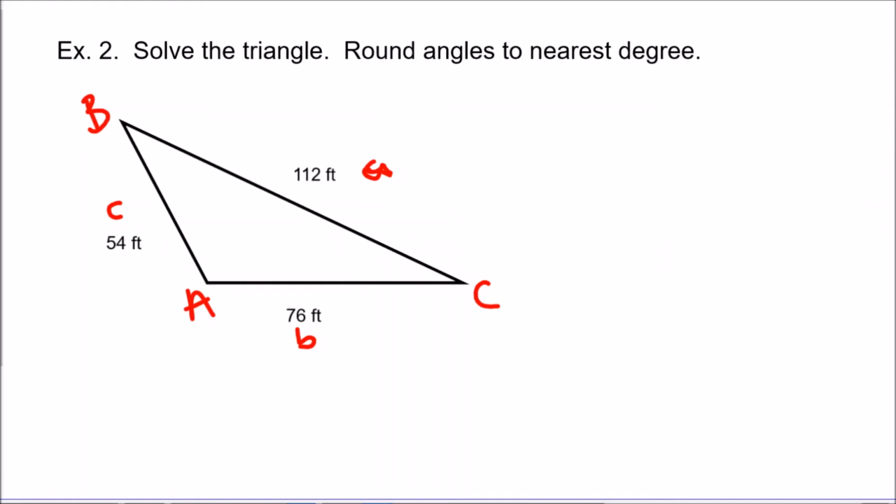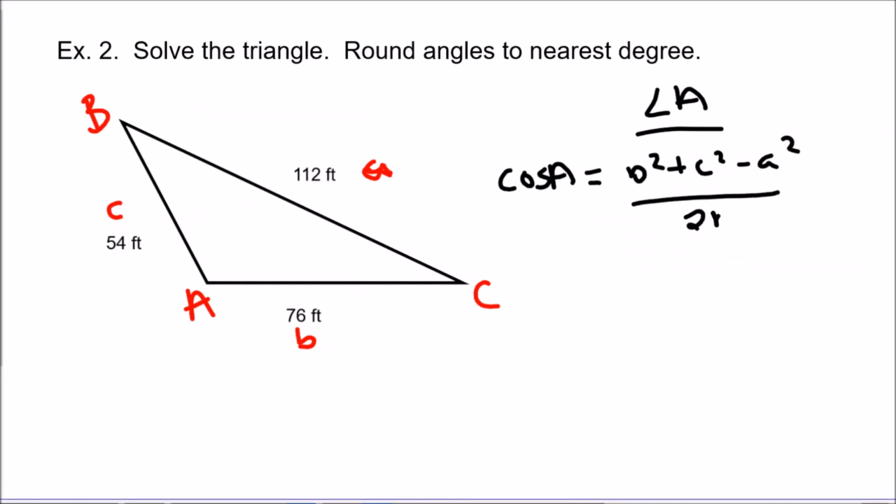So starting off side, side, side, the only thing I can do is cosine law. So let's find angle A first. It doesn't matter. We could find any angle first. Because I'm solving for an angle, I want to set this up as cosine A equals b squared plus c squared minus a squared over 2bc. Right, it's the same formula as we just used before. It's just been rearranged so that the angle is on the left side of the equal sign so we can solve easier for the angle. I plug in all my values.